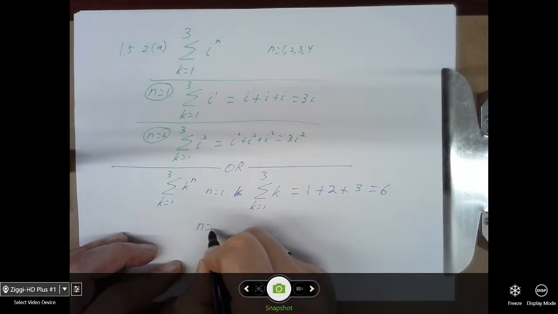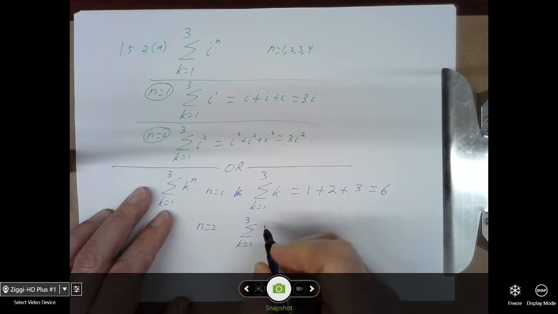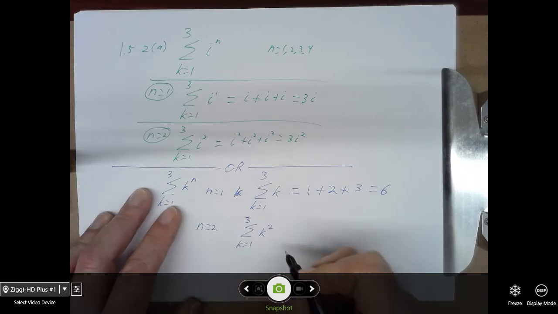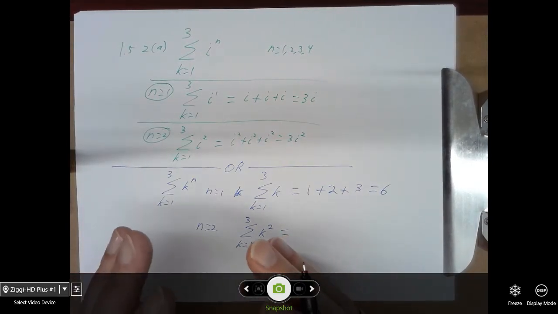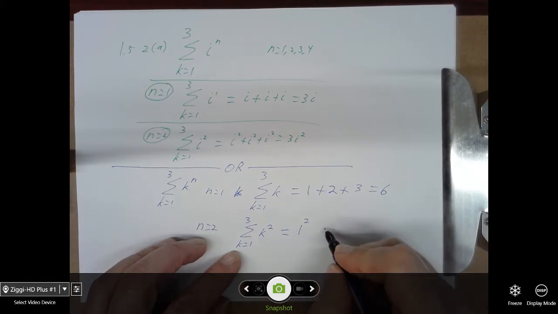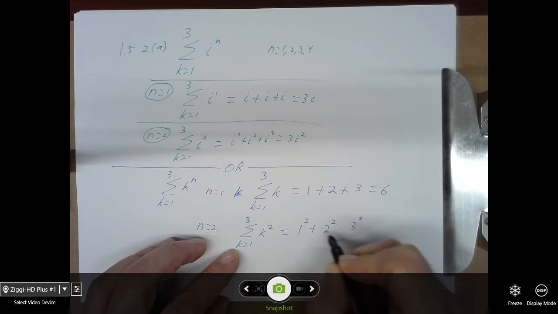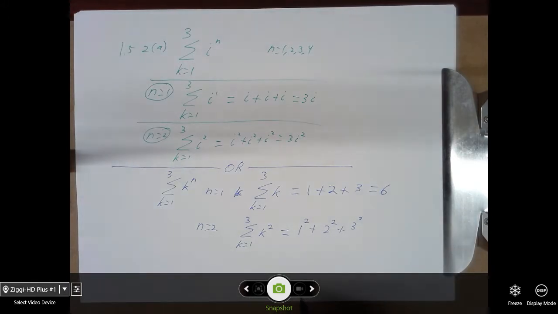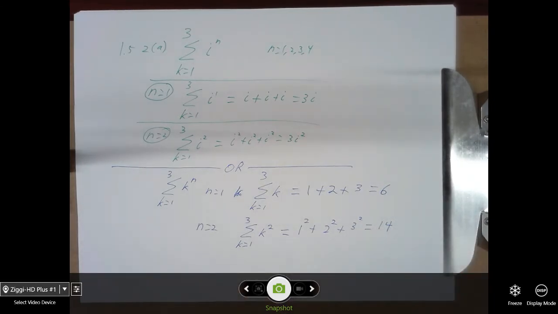For n equals 2, this is the sum from k equals 1 to 3 of k squared. And this is just a shorthand for set k equal to 1, evaluate this expression, it's 1 squared. Set k equal to 2, evaluate this, it's 2 squared. Set k equal to 3, this is equal to 3 squared. Add them up. So this is 14, and so on. Doesn't matter which one we do.